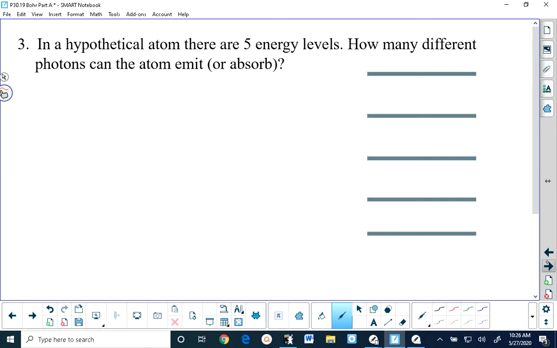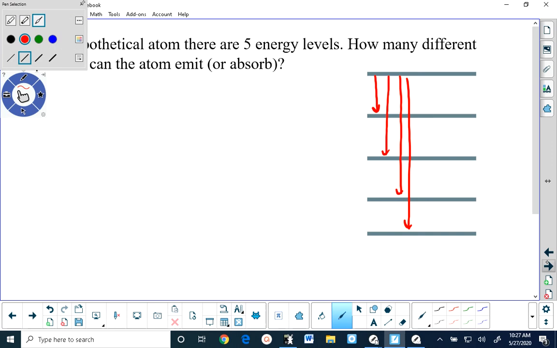Number 3, in a hypothetical atom, there are 5 energy levels. How many different photons can the atom emit or absorb? Well, we're just looking at how many different pairs of energy levels there are. Let's talk about emission. The atom can have an electron that goes from 5 to 4, from 5 to 3, from 5 to 2, or from 5 to 1.